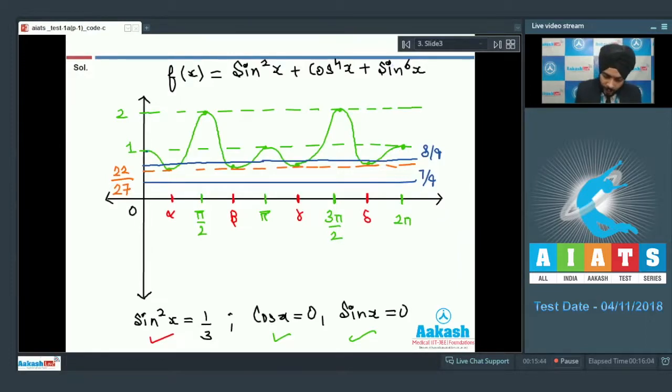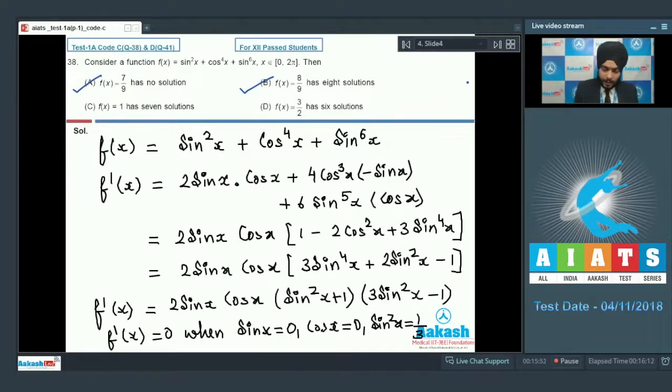f(x) equal to 1 has 7 solutions. f(x) equal to 1: 1 solution, 2 solutions, 3, 4, 5, 6, 7 solutions. The interval is 0 to 2 pi closed. Correct. Option number D, f(x) equal to 3 by 2 has 6 solutions.